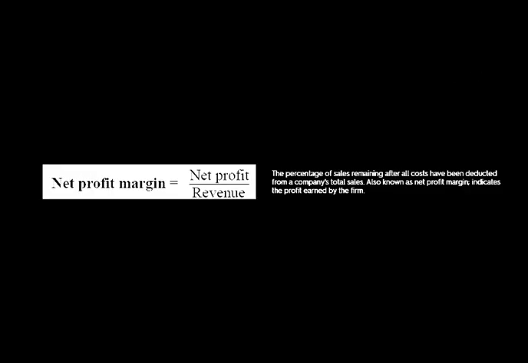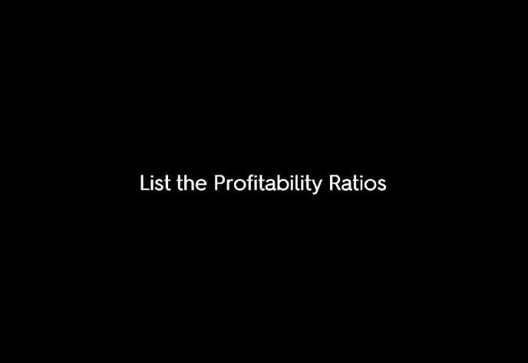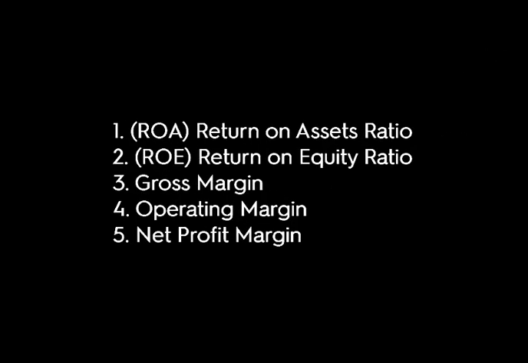Net margin. The percentage of sales remaining after all costs have been deducted from a company's total sales, also known as net profit margin, indicates the profit earned by the firm. List the profitability ratios. 1. Return on assets ratio. 2. Return on equity ratio. 3. Gross margin. 4. Operating margin. 5. Net profit margin.